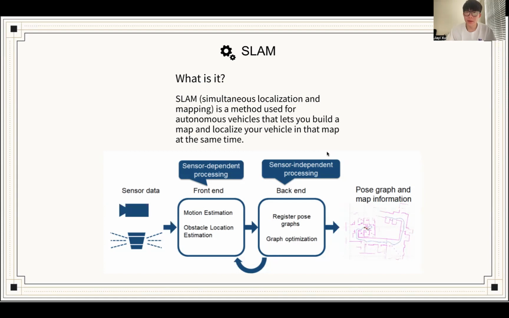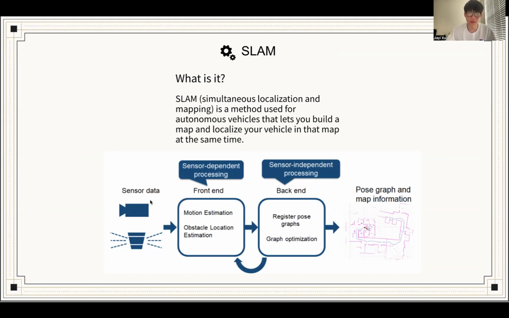And the second application is SLAM. What is it? Simultaneous localization and mapping. It is a method used for autonomous vehicles, most likely, but also other autonomous things, and it lets us build a map and localize our vehicle or other robotic things in that map at the same time.